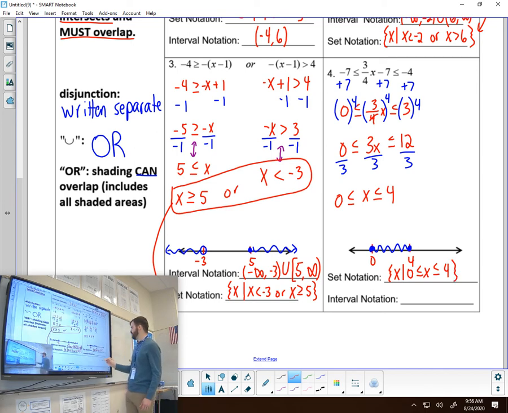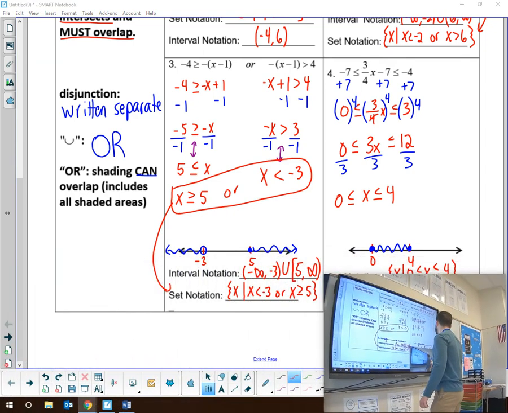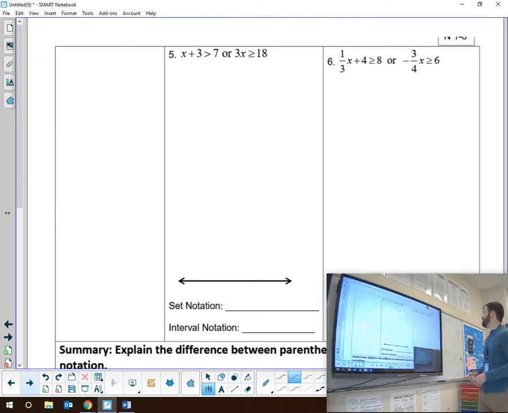Interval notation also just as easy. My leftmost interval is 0, my rightmost interval is 4, and are we going to use brackets or parentheses on this? We're going to use brackets because it is also equal. Okay? Alright guys, let's take a look at one last one. Let's turn to number 5 on the back here, and we have an OR problem.